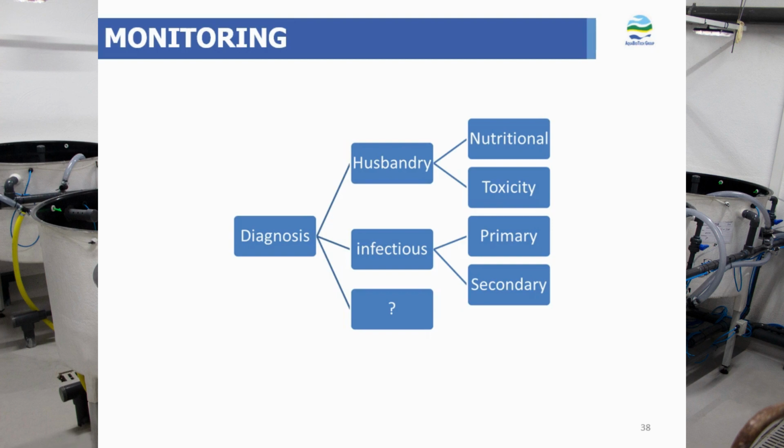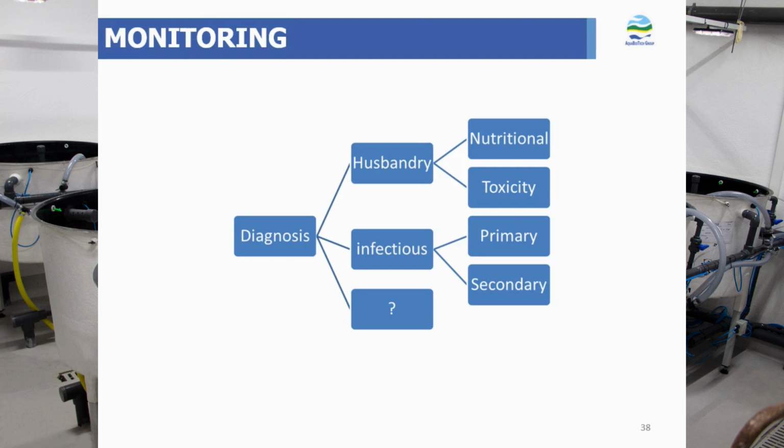What are the water parameters? Ammonia, nitrates, pH, are they okay? So first, I would rule out husbandry problems, and then I will continue with infectious.